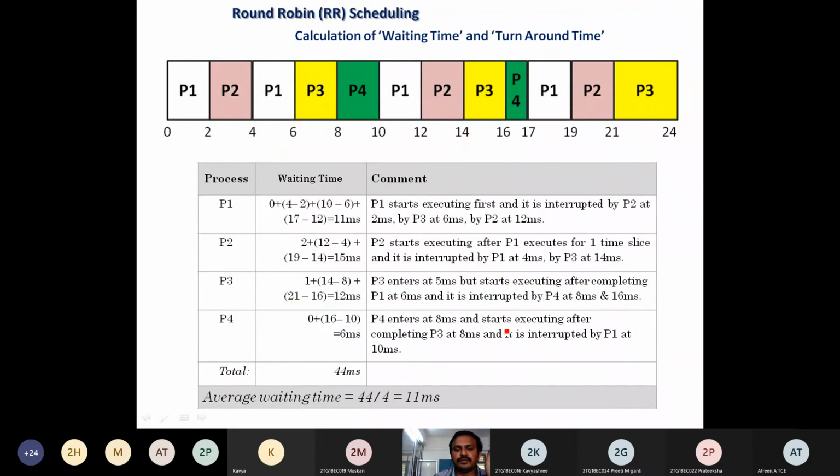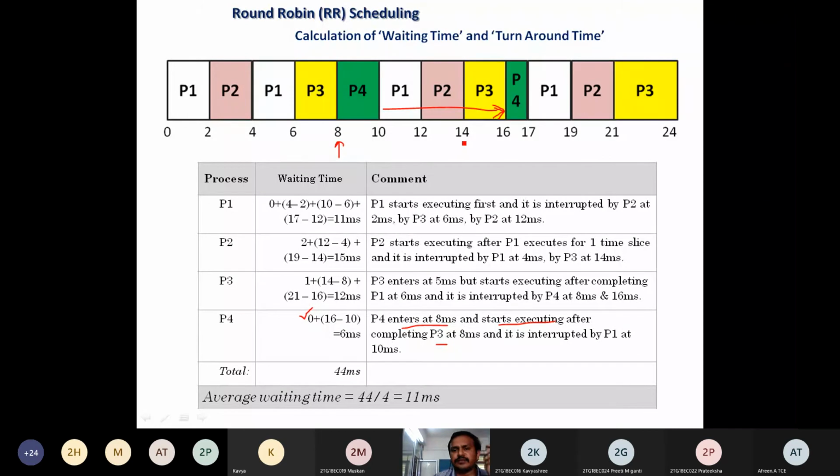Then the last one is P4. P4 enters at 8 milliseconds and starts executing after completion of P3. So P4 enters at 8 milliseconds and it is going to start executing immediately. In the first iteration, it has 0 waiting time. What about the next iteration? Yes, it has waited for the completion of P1, P2 and P3. You can observe in the image.